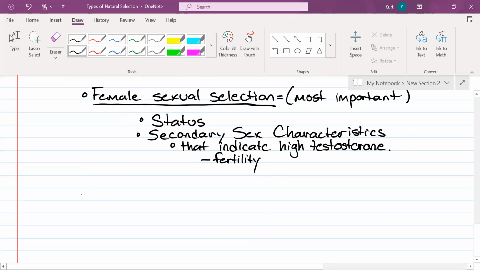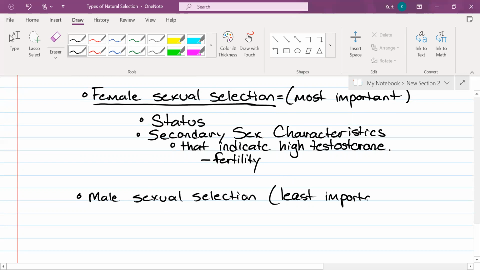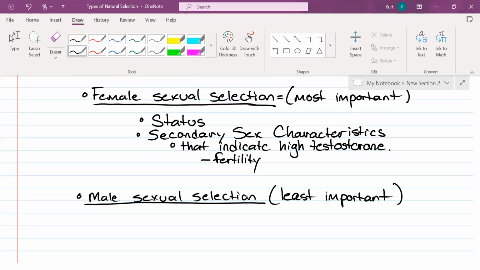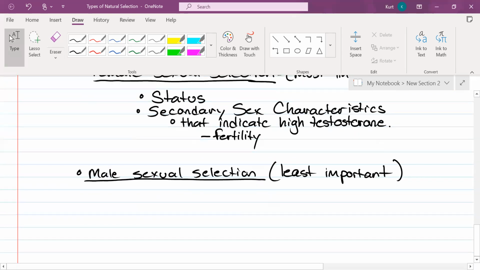All right, and then we have male sexual selection. This is least important because males produce sperm when they start puberty, and they will not stop until the day they die or they lose their testicles, whatever happens first. So they pretty much do have an infinite amount of gametes. In fact, the word sperm means seed. So they want to try to plant as many seeds as possible.